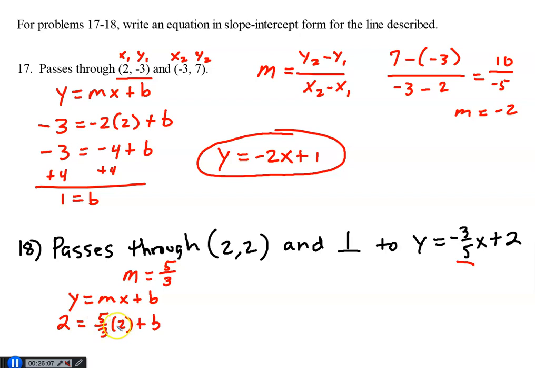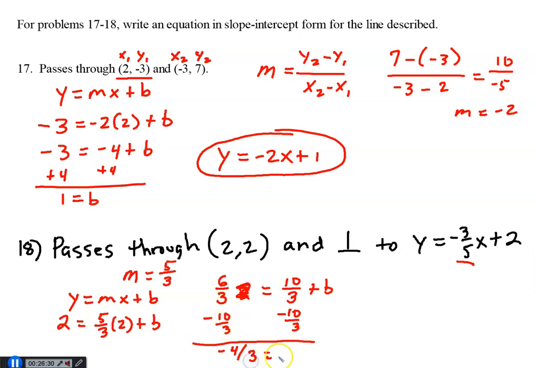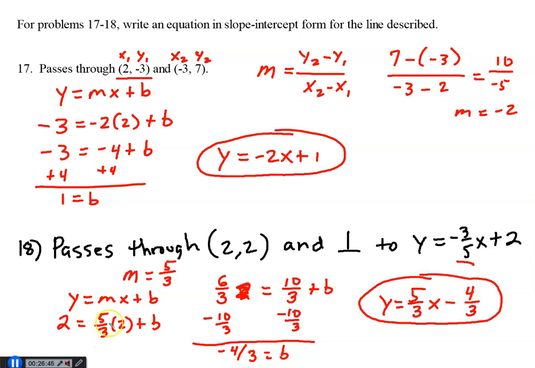So 5/3 times 2 is 10/3. 2 written in thirds would be 6/3. Just do 2 times 3, 6 over 3. And now solve for b. Subtract 10/3 from both sides, and you get negative 4/3 is equal to b. Now you can finish writing the equation. y equals 5/3 x minus 4/3. All right, and that's your answer for number 18.